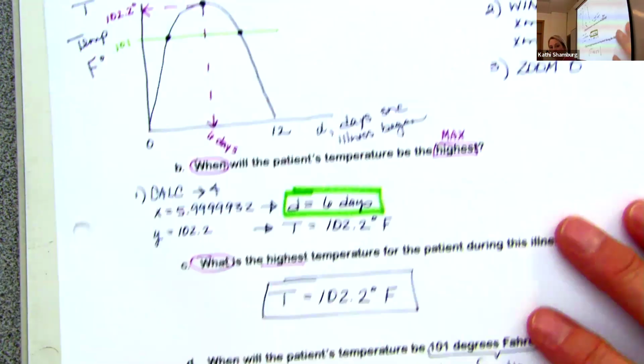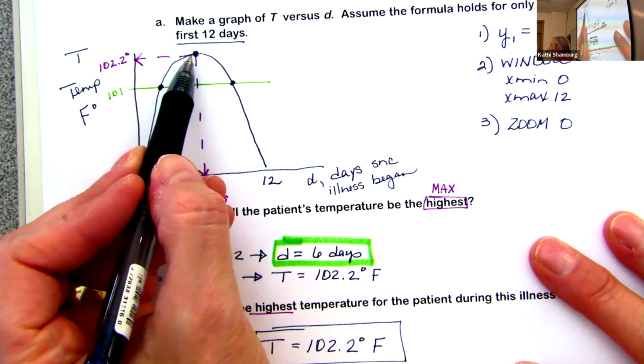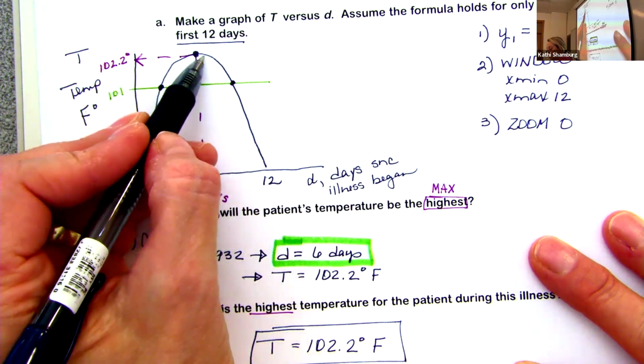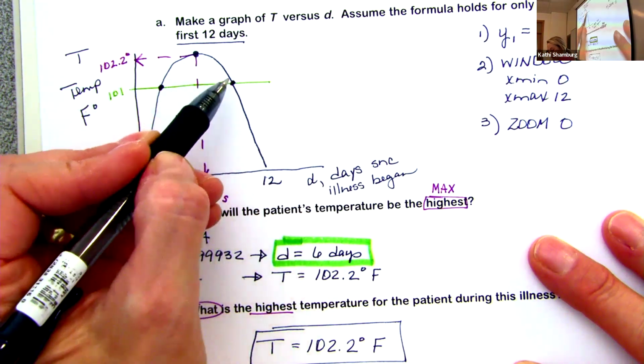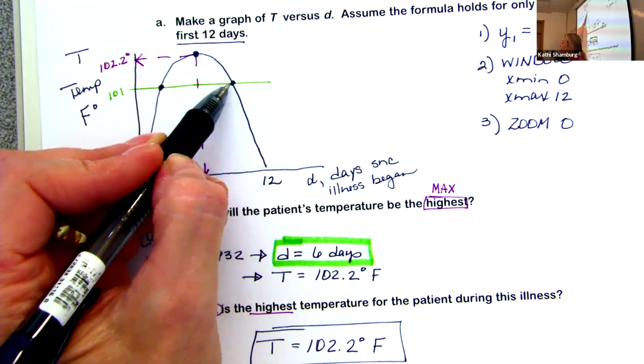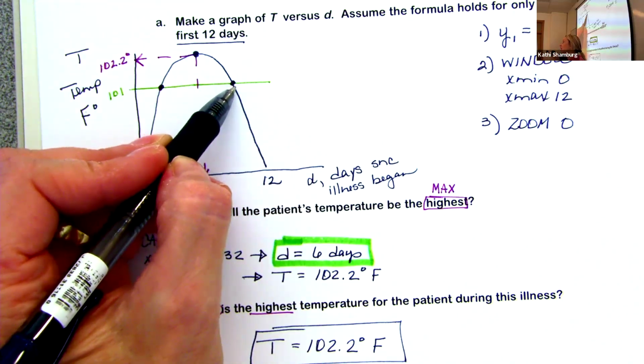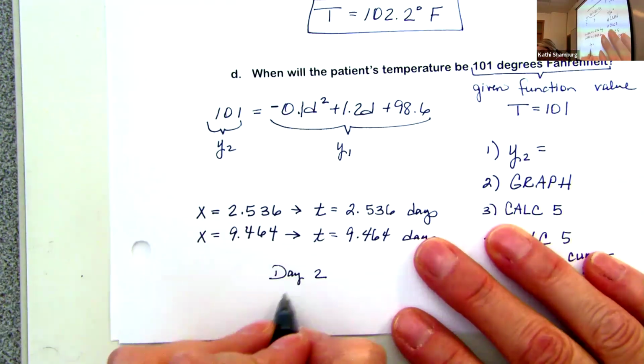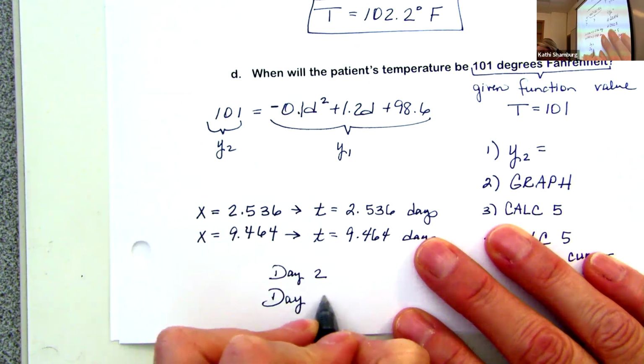And then as we move to day 6, the patient's temperature peaks, and then it starts decreasing. And then on day 9.464, we hit 101 again. But are we still in day 9, or have we gotten to day 10? We're still in day 9. So in this case, your answer would be day 2 and day 9.